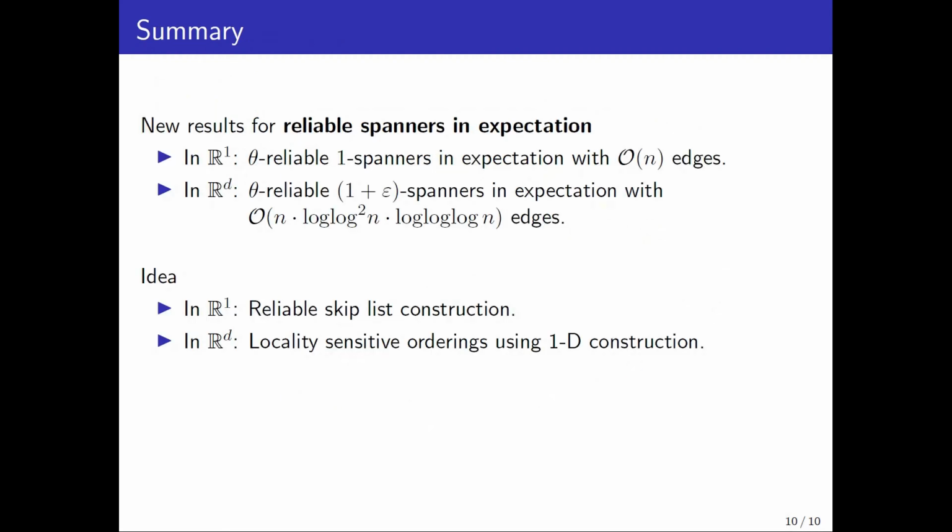So now let me summarize what we have. We showed constructions for sometimes reliable spanners, and we had two constructions, one for the 1D case and one for the higher dimensional setting, and in both cases we were able to bypass the lower bound. For the 1D case we have the optimal size, which is linear, of course, and for the higher dimensional case we have these extra double and triple logarithmic factors.